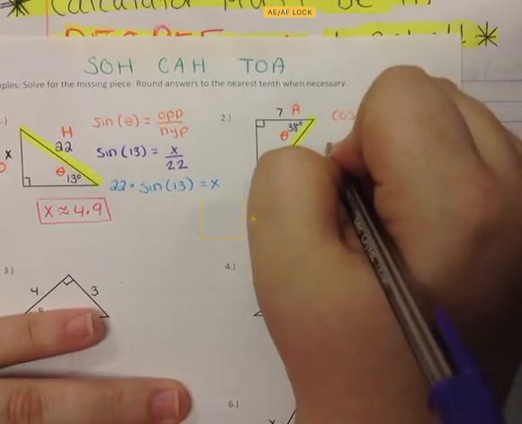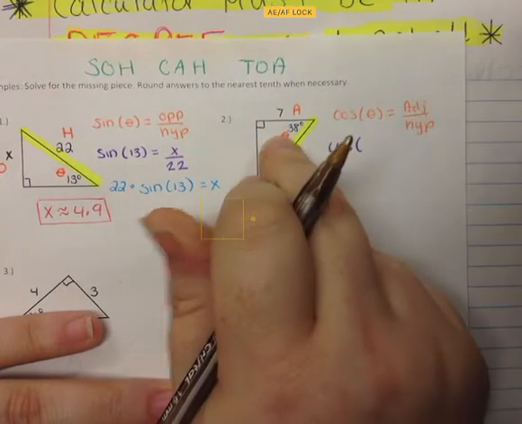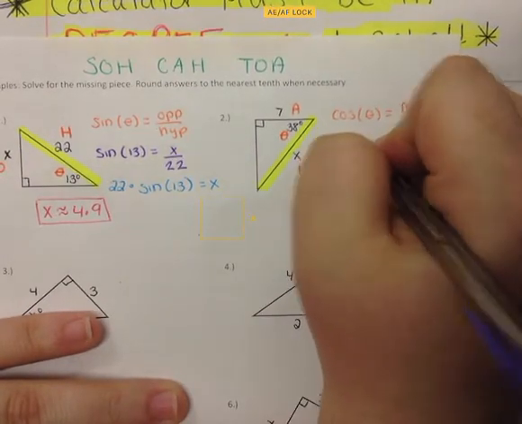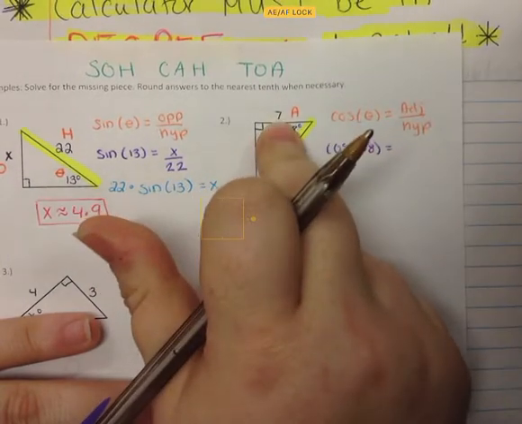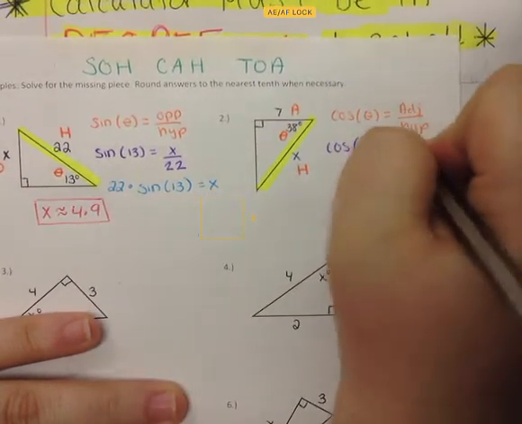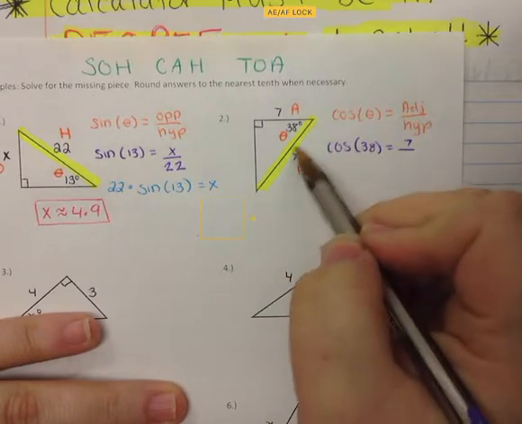Now we just fill in what we have. So we keep our cosine. Our theta was the 38 degrees. Equals. Adjacent, we label that as the A, so that's the 7. Over, the hypotenuse was the highlight, that was our X.